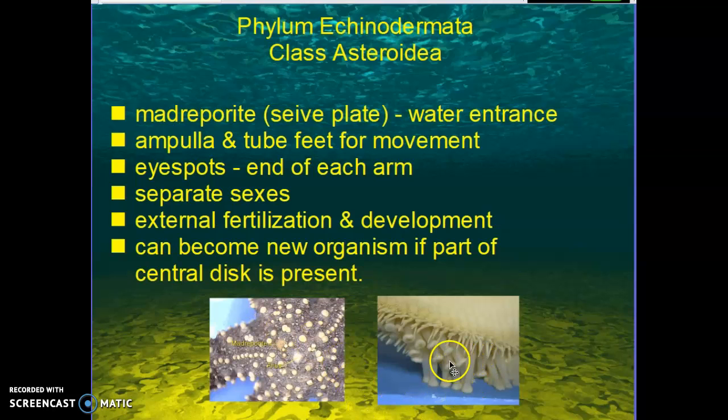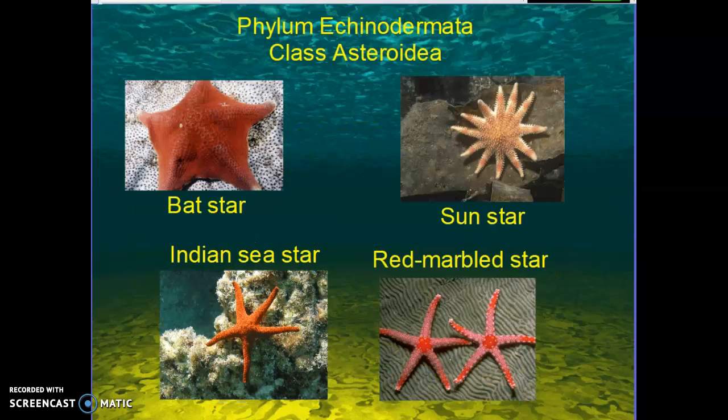So here's a close-up view of those tube feet. They look like hundreds and hundreds of little plungers. Okay, so here's some examples of some sea stars. Bat star, sun star, here's one that has way more than 5. An Indian sea star, and this is the red marbled star. I think this is the one that Patrick on SpongeBob is supposed to be modeled after.